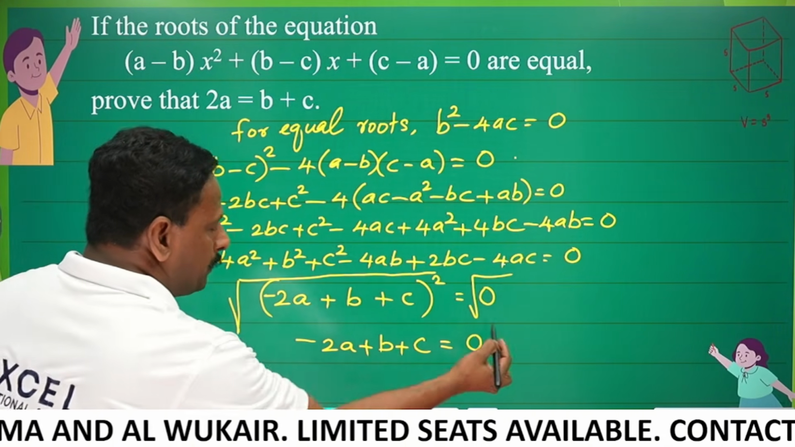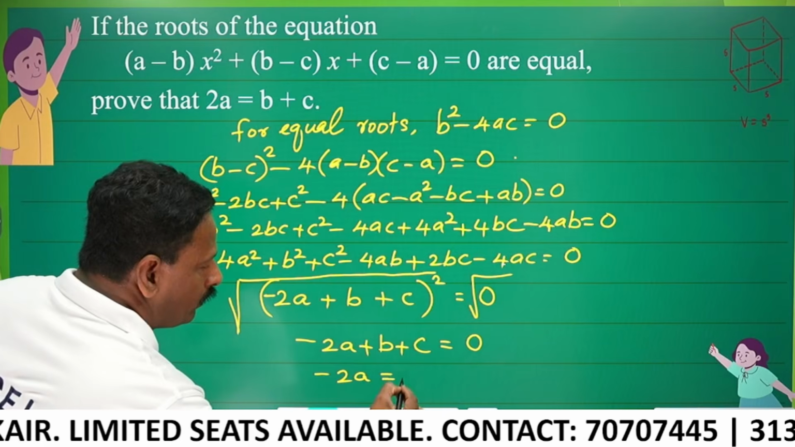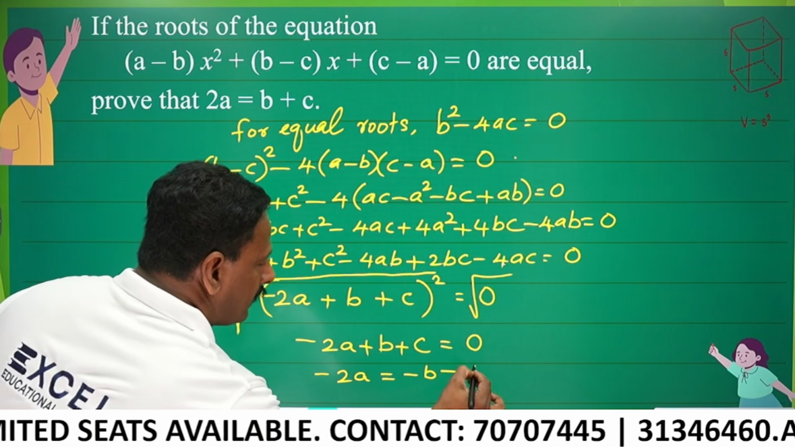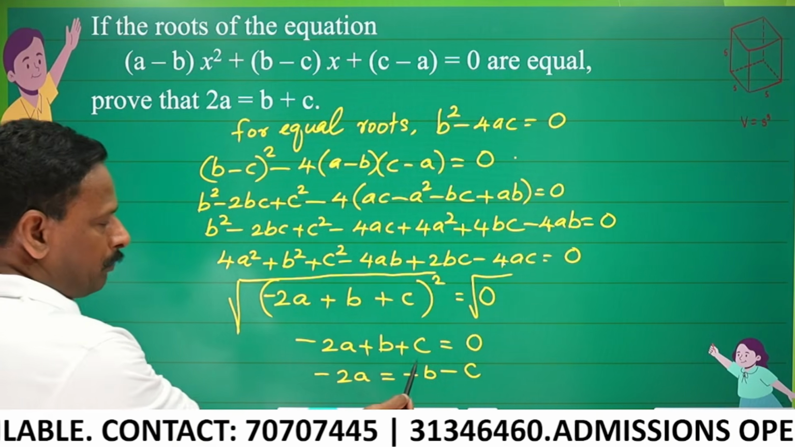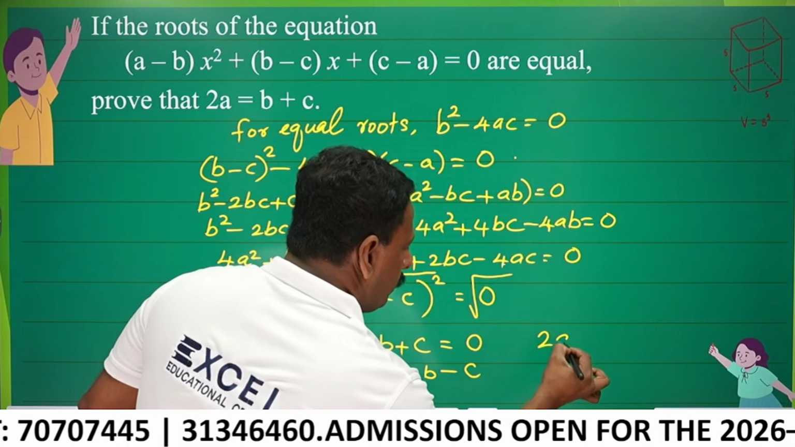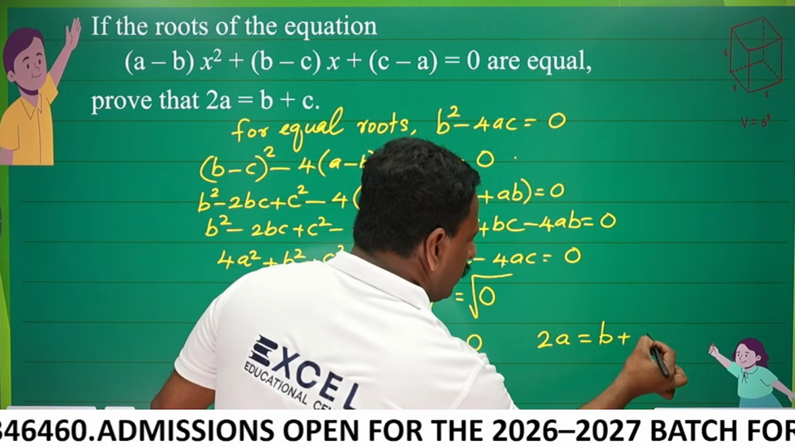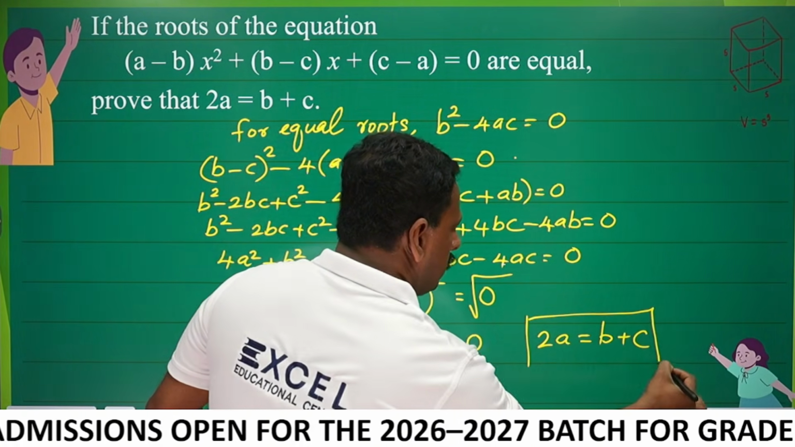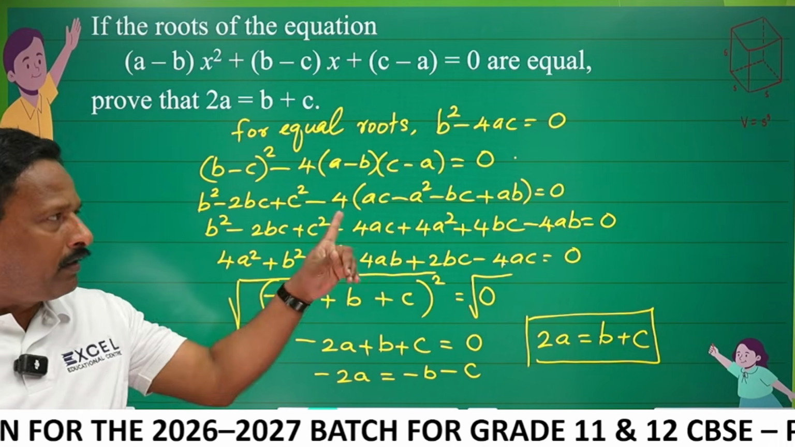So we'll transpose this b and c to the other side. So you'll get negative 2a equal to negative b negative c. In order to remove this negative, we'll multiply throughout by negative, so that what you get is 2a equals b plus c. See, this is what we have to get in the question, right? Is it clear? Any doubt?